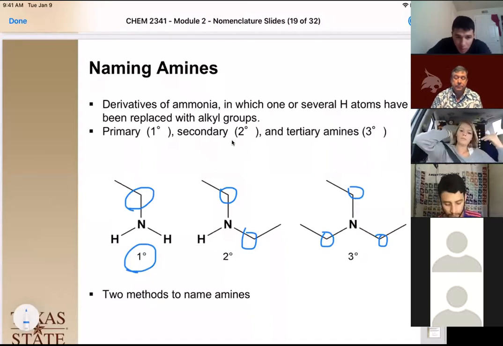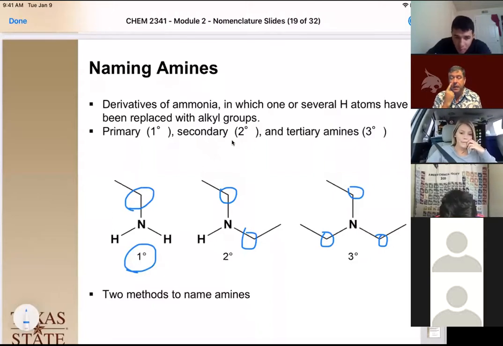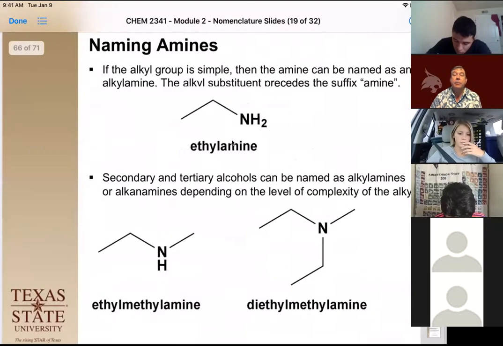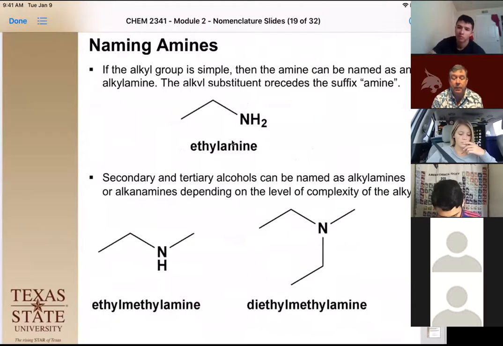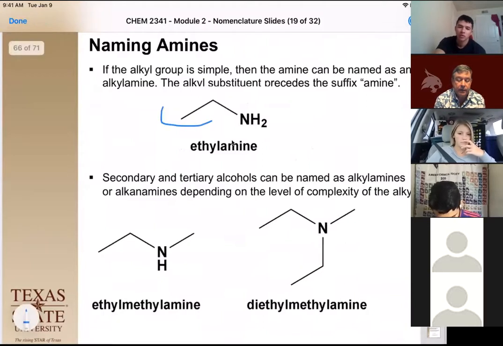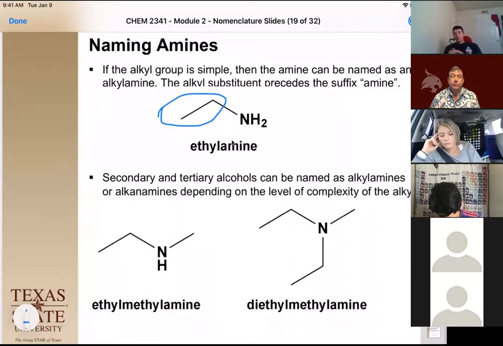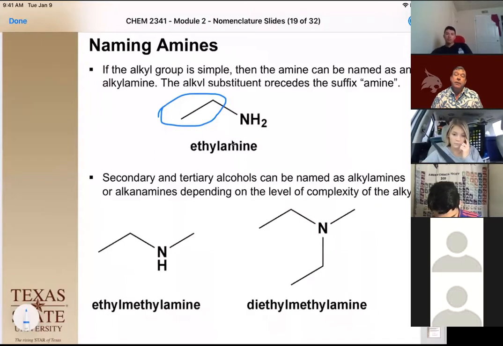Yes. Okay, so we have 2 methods to name amines. Let's go into the first one. If they are simple and have simple alkyl groups, we just name them for the alkyl group. For example, this is 2 carbons here, so that would be the ethyl group, and we just put the word amine after it. So it would be ethylamine. And if it's symmetrical, you could say diethylamine or triethylamine. You can just add those there.